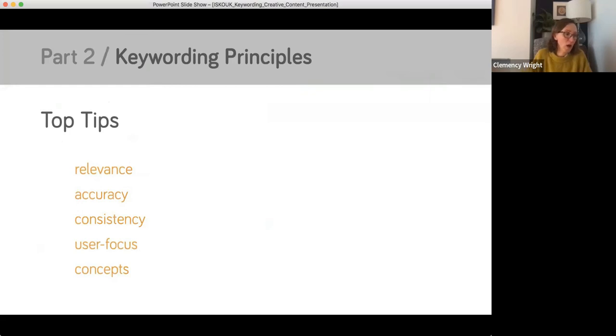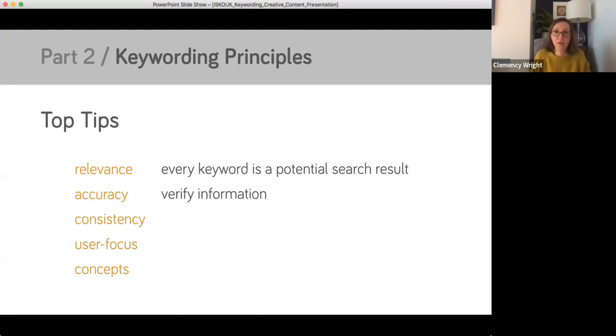So to have a look at my top tips in terms of these keywording principles of relevance, every keyword is a potential search result, so we need to make sure that we're delivering information that is what the user is expecting. We need to make sure it's accurate and that information is verified. We need to create and follow consistent guidelines, processes. We need protocols in place, procedures in place, and steps for keywording teams and individuals to follow.